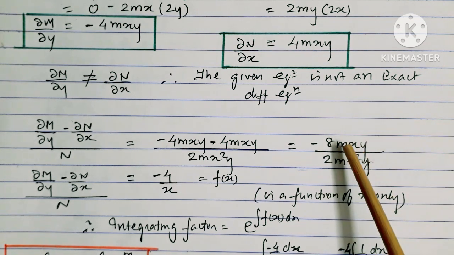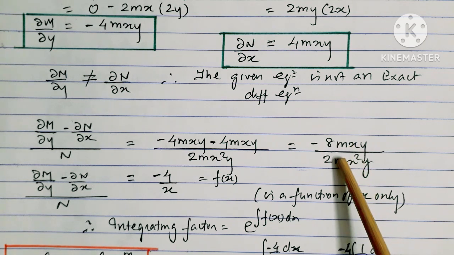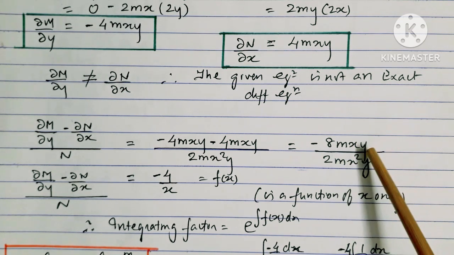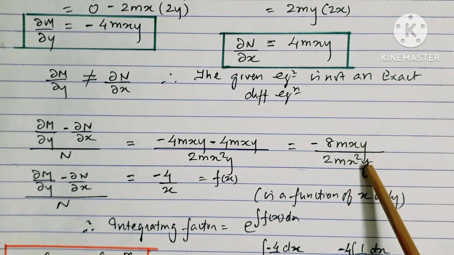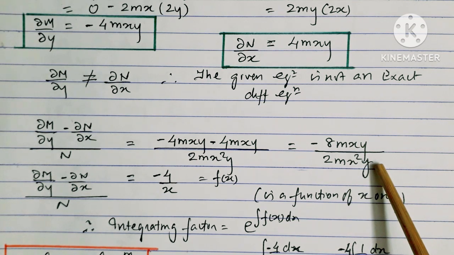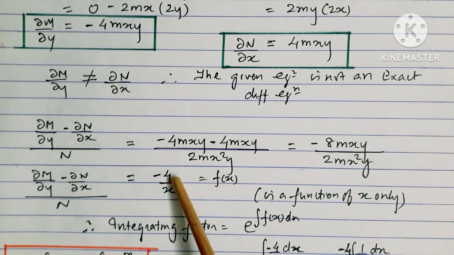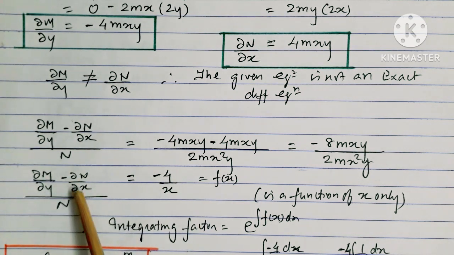Now here the m and m would cancel out in the numerator and denominator. The y and y would cancel out, and the x term in the numerator and denominator will cancel out. So what will remain is minus 4 by x. Therefore, del M by del y minus del N by del x upon N equals to minus 4 by x. And this is a function of x only. And let's call it f of x.